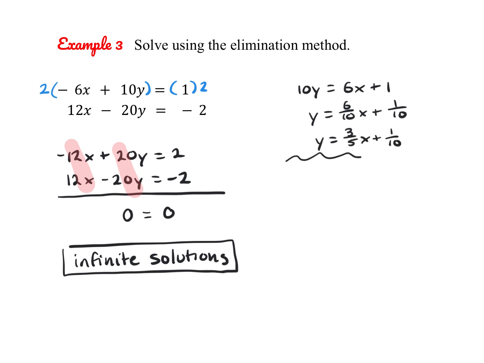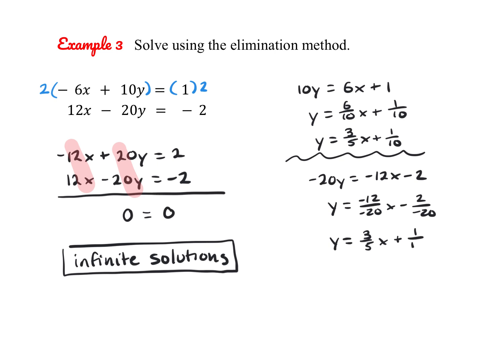Now let's rewrite our second equation in slope-intercept form. So negative 20y equals negative 12x minus 2. Divide both sides by negative 20. So we have y equals, and then if we simplify this equation, we get 3 over 5x plus 1 over 10. So you can see when we rewrite both of our equations in slope-intercept form, we actually get the same equation, which is why both of these equations make the same graph.